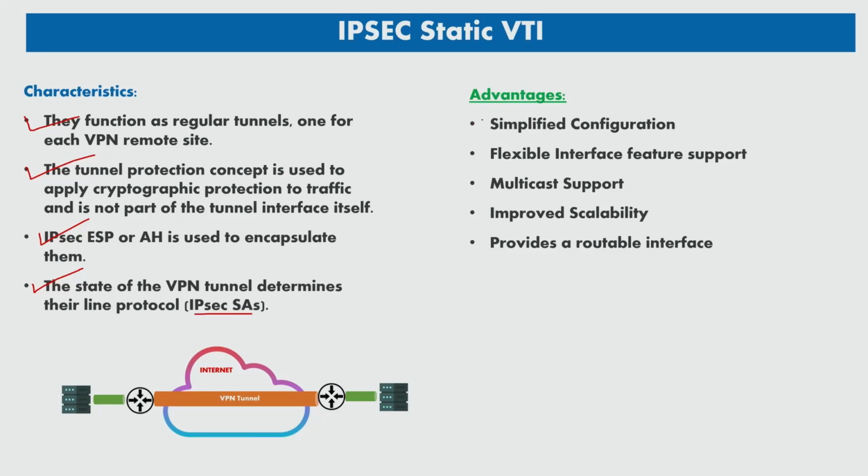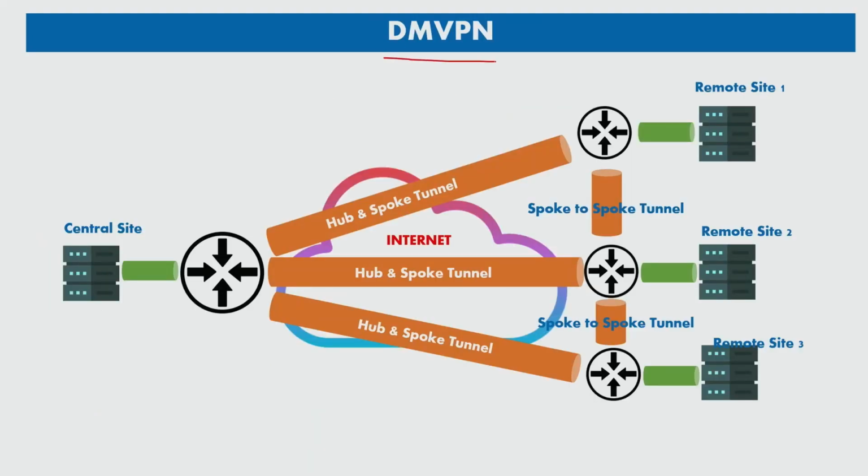First is simplified configuration, right? Because when compared to cryptomaps or GRE IPsec tunnels, you can use virtual tunnel constructs to configure IPsec peering, reducing the complexity of the VPN configuration. It provides flexible interface feature support. Good that it supports multicast. It has improved scalability, and it provides a routable interface. VTI IPsec is supported on Cisco IOS and Cisco IOS XE software routers and Cisco ASA appliances with software version 9.7.1 and above. Let's talk about the third one, which is DMVPN.